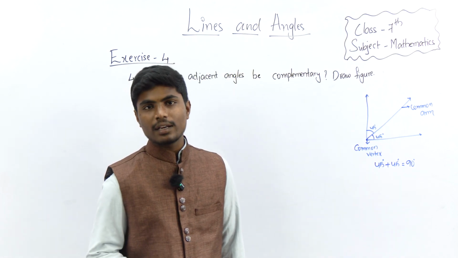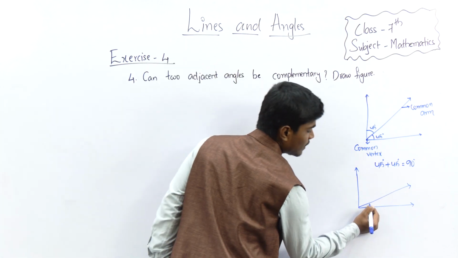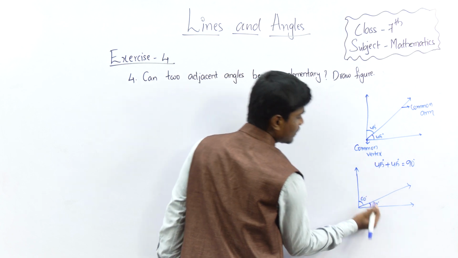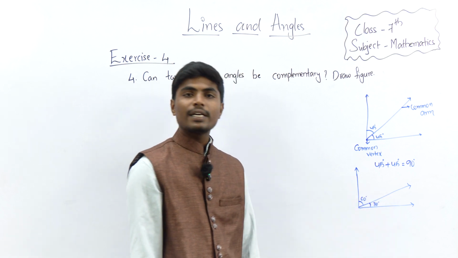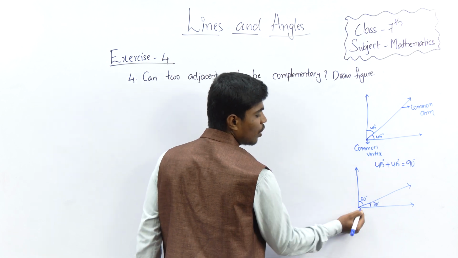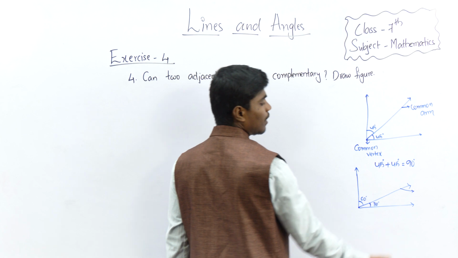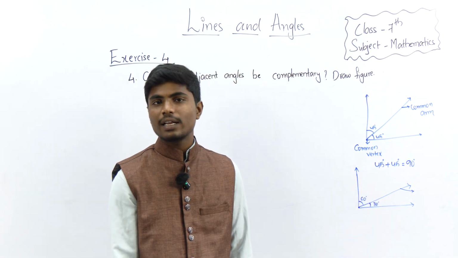Let's take another example. This is 30 degrees and this is 60 degrees. Here a 30 degrees angle and a 60 degrees angle. These two have a common vertex and a common arm. So these two angles are adjacent angles.